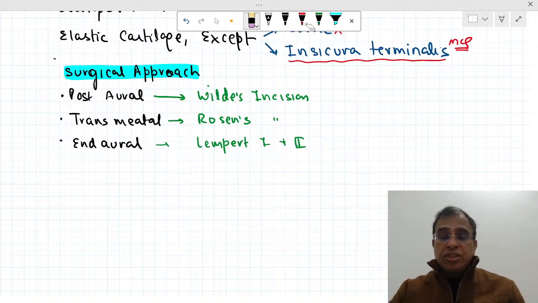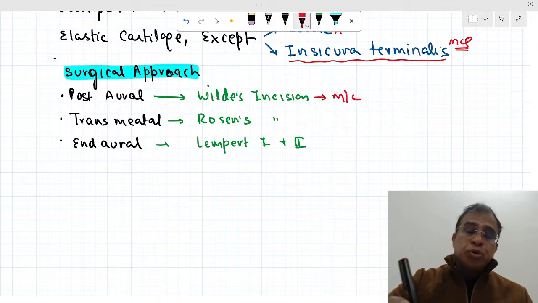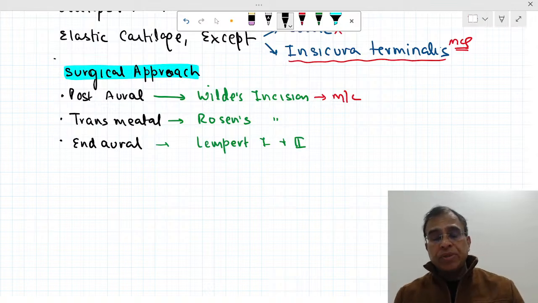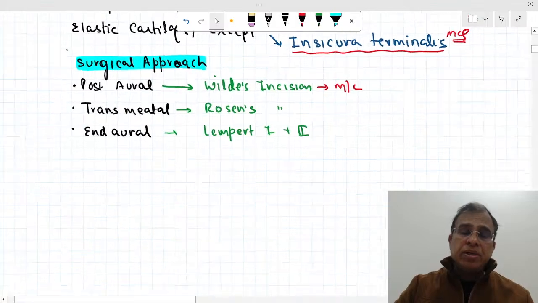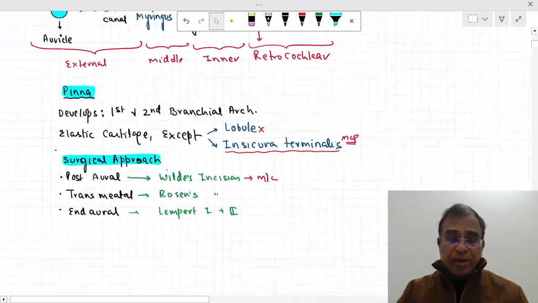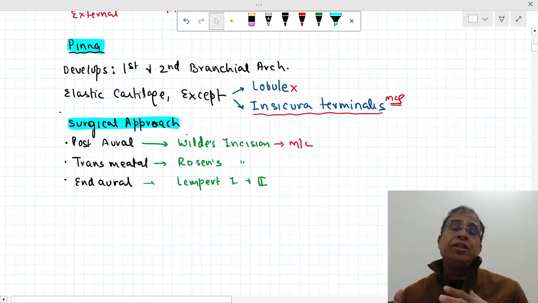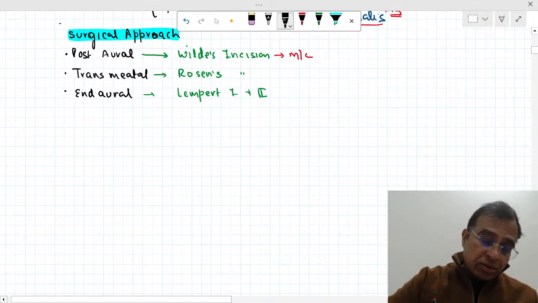The most common incision is the first one. The postaural or Wilde's incision is the most commonly used incision during surgery of the middle ear. Second most commonly used is Rosen's incision, and the least common of the three is Lempert's incision. This is not important, but if you can remember, it could be helpful sometimes. Only this much about the pinna, not too much, because we are saving our time for the middle ear. We need to spend time on the middle ear, as I told you in the beginning. Then we talk about the external auditory canal.